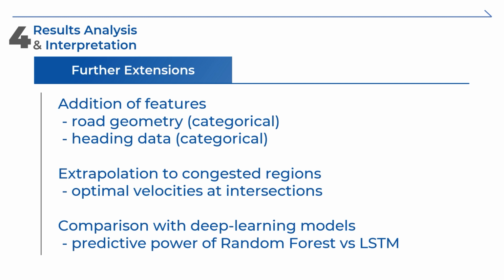In conclusion, our random forest regression model accurately predicted the optimal vehicle velocity based on front and rear vehicle information and pinpointed improvements in human driving behavior.